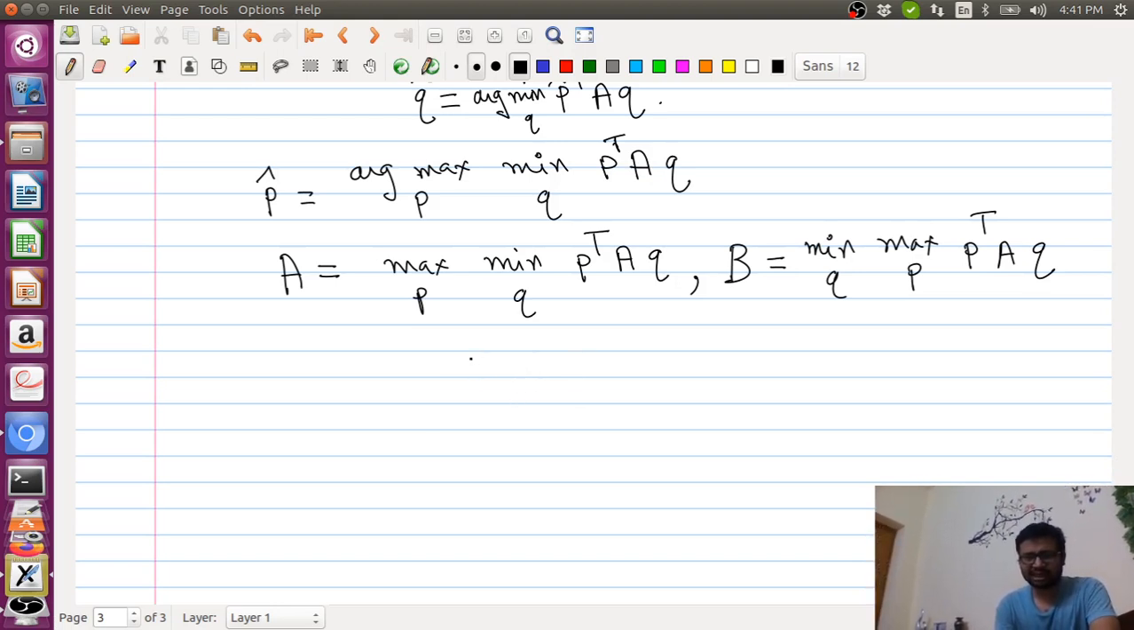Now, intuitively, it looks like a player is at an advantage if she goes second, because then she has the knowledge of the strategy chosen by the other player. So the row player will have an advantage if she goes second. So you can expect A to be less than or equal to B. And this intuition is indeed correct. So let's prove it formally.